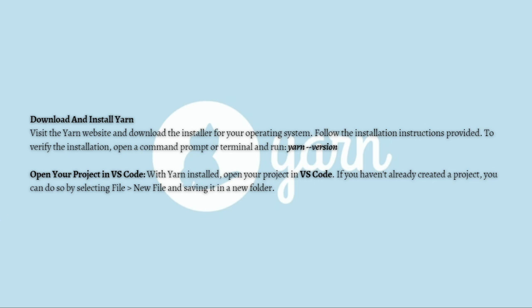So with Yarn installed, open your project in VS Code. If you haven't already created a project, you can do so by selecting File and then clicking New File and saving it in a new folder. This command creates a package.json file in your project directory, which is essential for managing dependencies with Yarn.